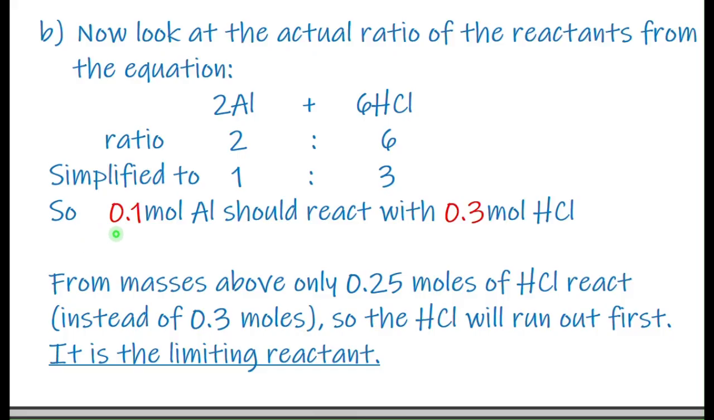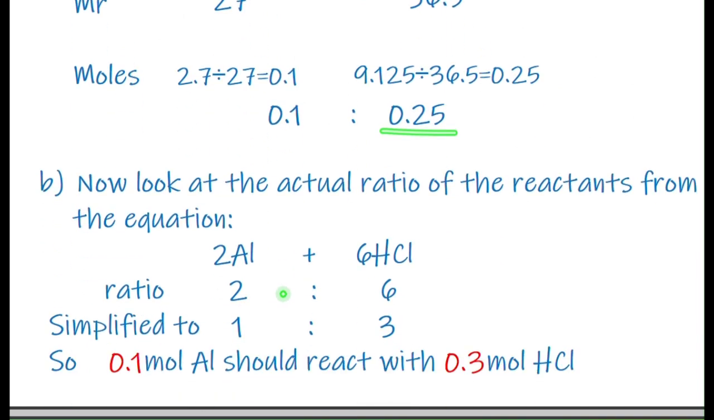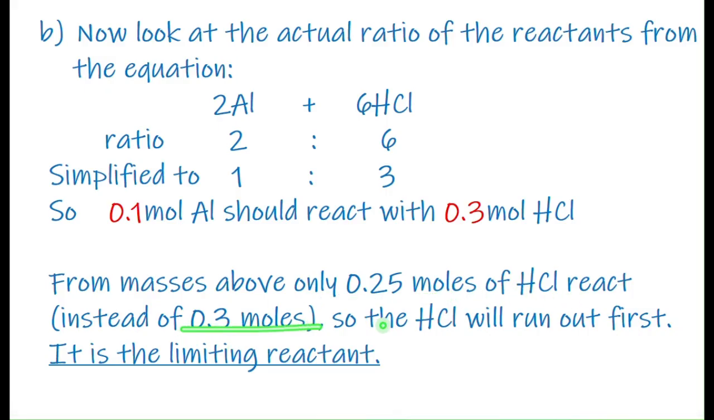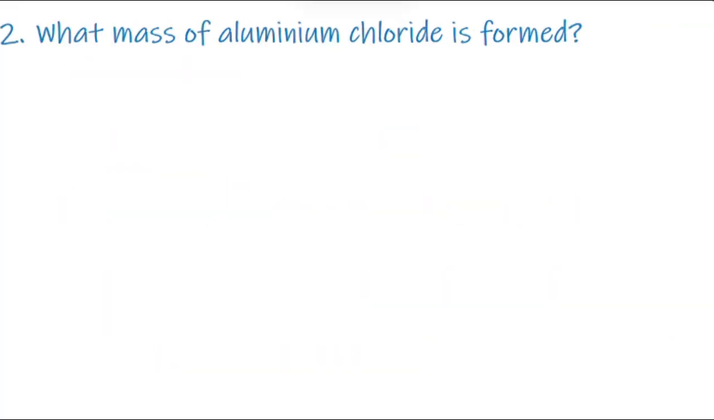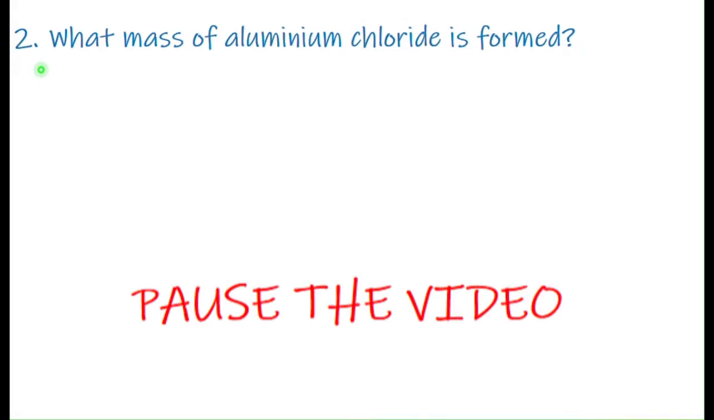So if we compare this to the question, 0.1 moles of aluminium would react with 0.3 moles of hydrogen chloride. Now from the masses that we've worked out from the moles from masses, we've only got 0.25 moles of hydrogen chloride instead of 0.3. So the HCl will run out first. Therefore, it is the limiting reactant. So let's consider the second part of the question. What mass of aluminium chloride is formed? Once again, pause the video, see how you get on.